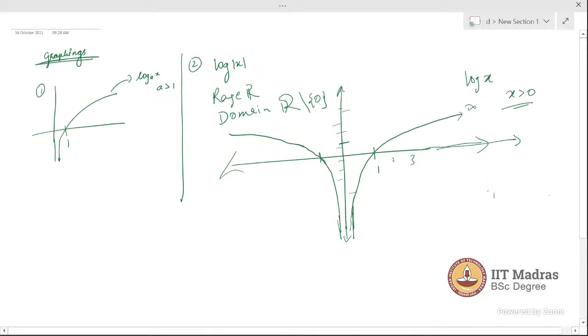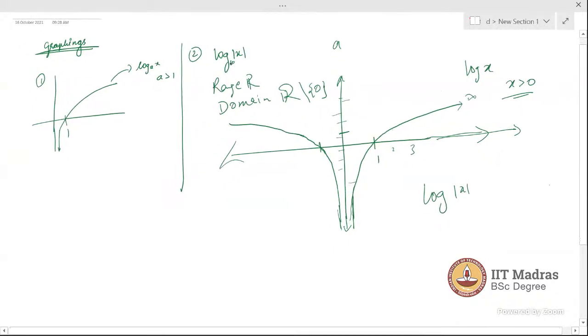Okay, so we know this now. What is the base of log modulus x? You can take anything, but the standard way is that the base a is greater than 1.